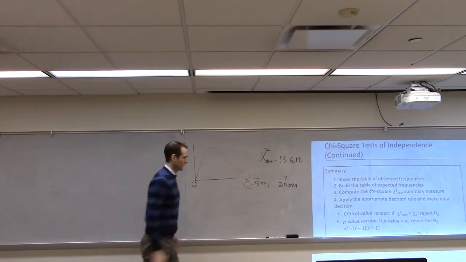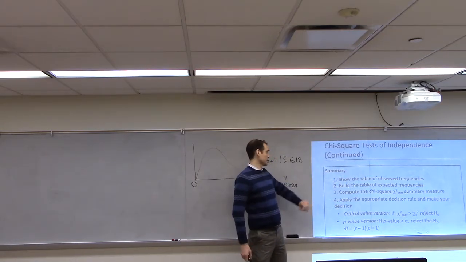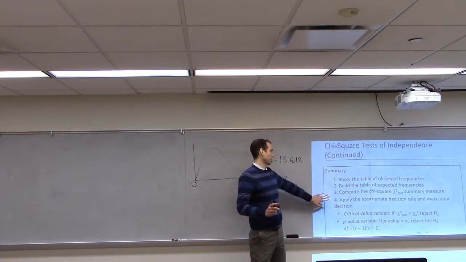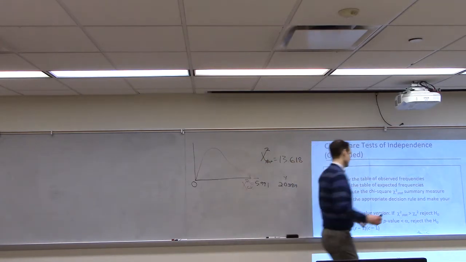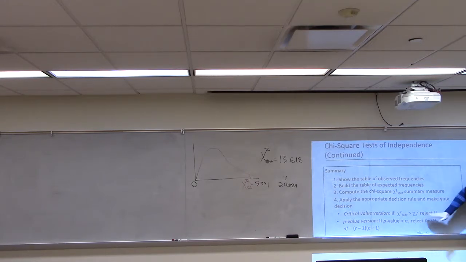Summary is the same thing. Show the observed frequencies, build a table of expected frequencies, compute the chi-squared test statistic, apply the appropriate decision rule. This chi-squared test statistic is what you calculate and add up based on that quantified difference between observed and expected. If that is greater than that critical value, that cutoff point for what you would believe, reject.